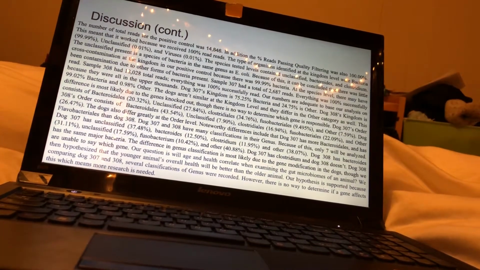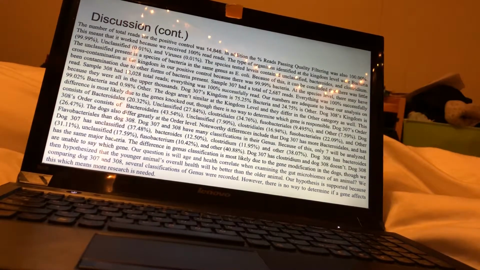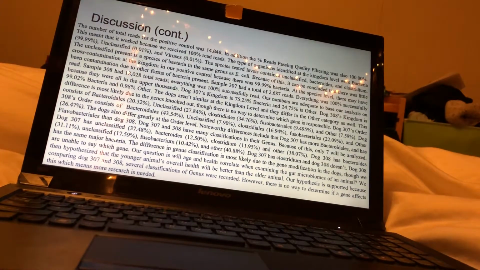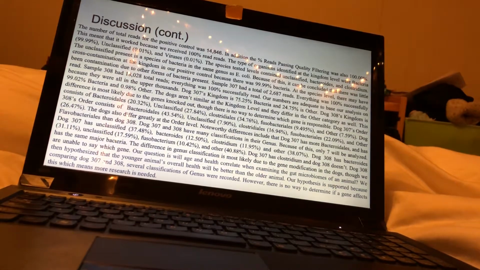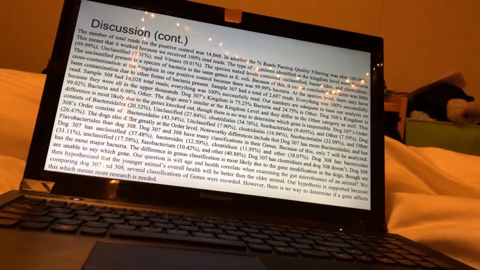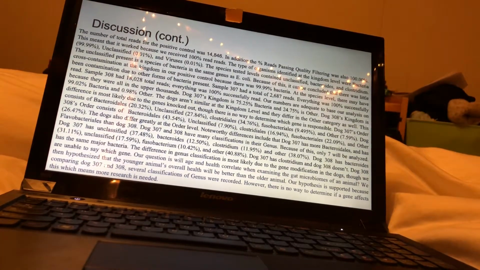The species level contained unclassified, bacteroides, Clostridium. The unclassified present is a species of bacteria in the same genus as E. coli, and because of this, it can be concluded that there was little cross-contamination at the kingdom level in our positive control because we were 99.9%, almost 100% bacteria. At the species level, there may have been contamination due to other forms of bacteria present.